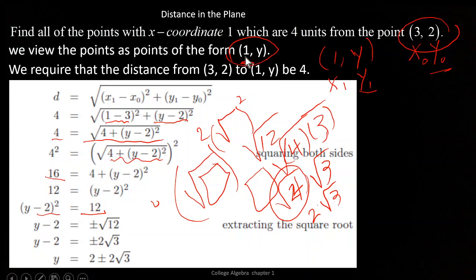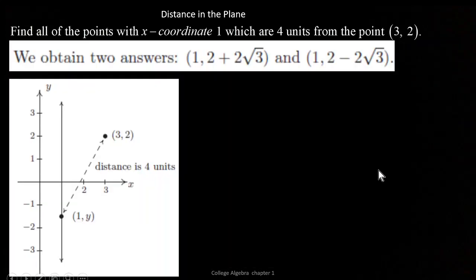So the points that have x coordinate 1, and are 4 units from this point, are these 2 points: 2 plus 2 square root of 3 and 2 minus 2 square root of 3. The y coordinates are this, but the x coordinate is 1, of course. And these are the 2 points, right?